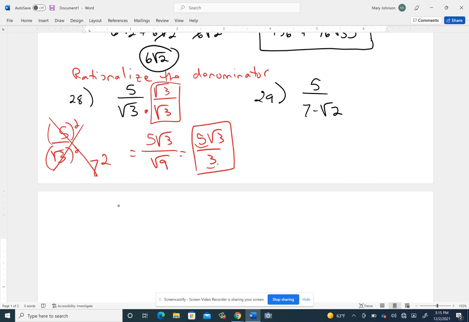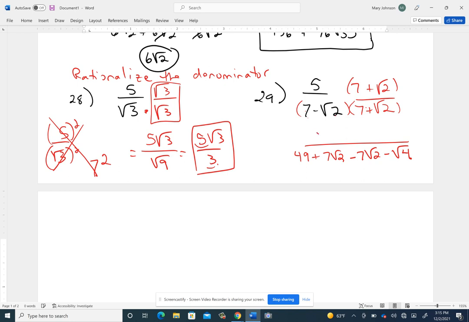All right, and then with 29, there are two terms in the denominator. So multiplying by the square root of 2 is not good enough. I'm going to do 7 plus the square root of 2. And I'm going to do that top and bottom. Okay, and the reason I did it is watch what happens in this denominator. I would get 49 plus 7 square root of 2. Then I'd get minus 7 square root of 2 minus square root of 4. On the top, it's okay to distribute. If there's not a radical on that 5, I usually just leave it like that.